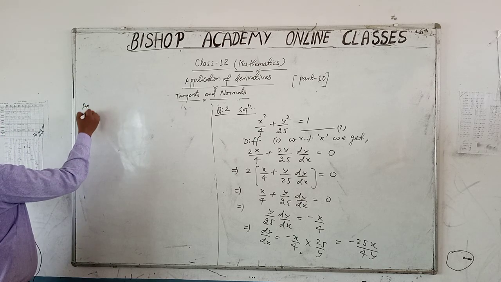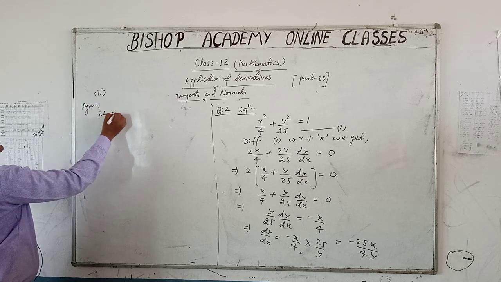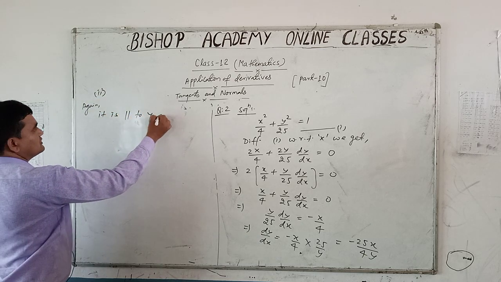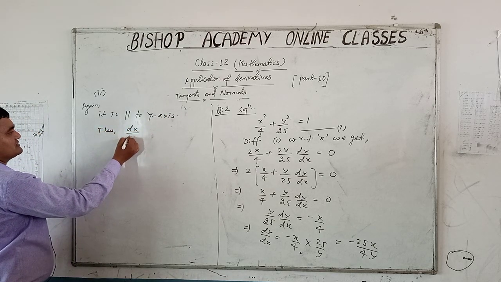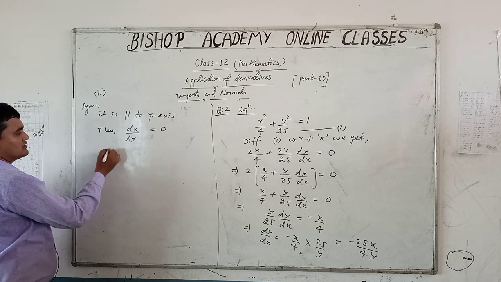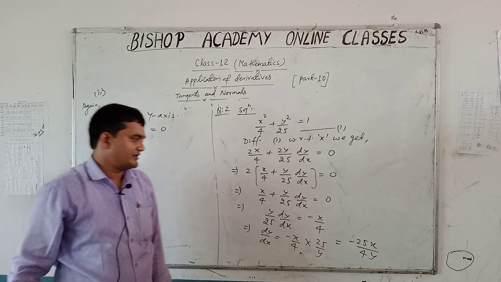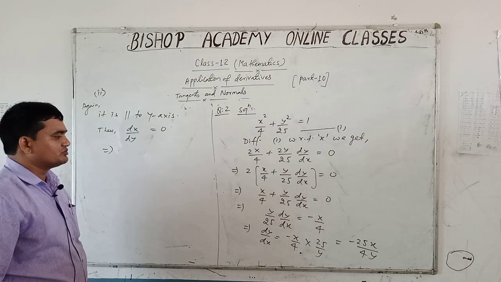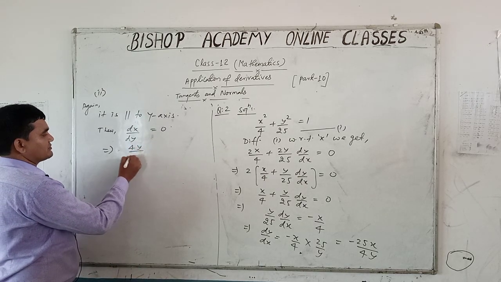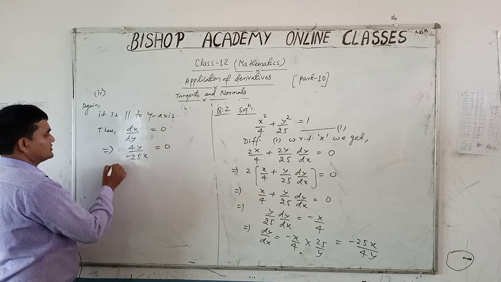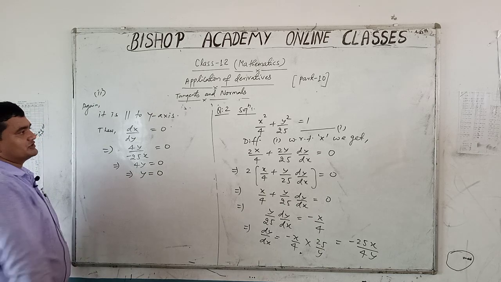Again, in the second part, when it is parallel to the y-axis, then dx upon dy is equal to 0. Here dy by dx equals minus 25x upon 4y, so dx upon dy equals 4y upon minus 25x. Means 4y upon minus 25x equal to 0. This implies that 4y equals 0, so y equals 0.